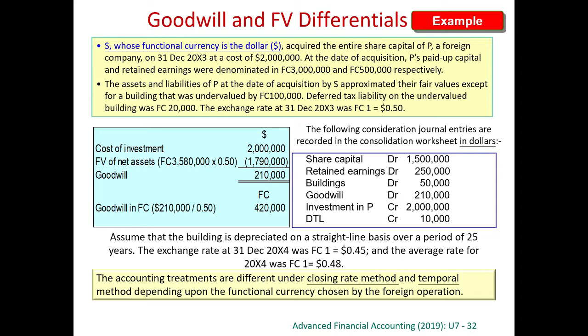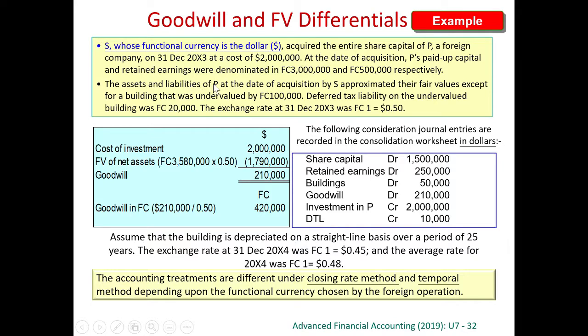Here we have an example on how we translate goodwill and fair value differentials. Here, S, whose functional currency is dollar, acquired the entire share capital of P. So in this case, S is the parent, P is a subsidiary, and P is a foreign company. How much do we pay? We pay 2 million. At the day of acquisition, the subsidiary's paid-up capital and retained earnings were denominated in FC 3 million and FC 500,000 respectively. So they are denominated in FC.